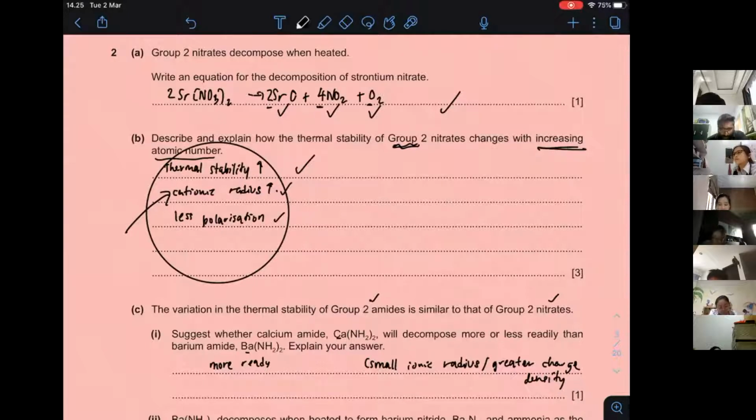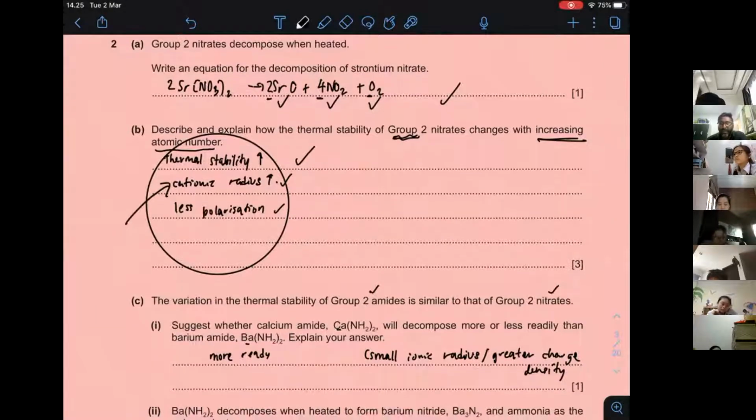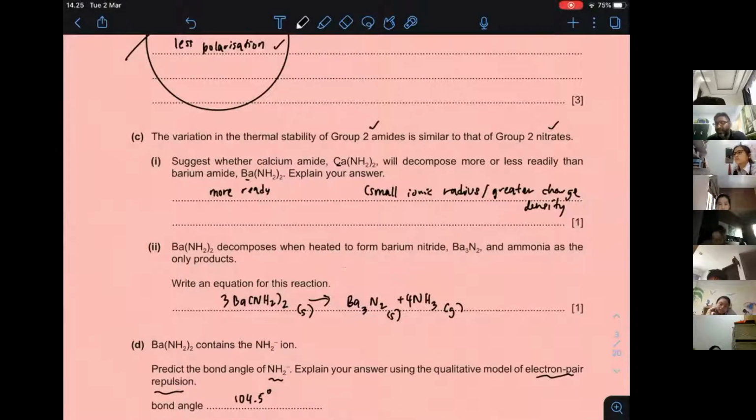Now, C. The variation in the thermal stability of group 2 amides are the same as the group 2 nitrates. This is important because they are testing something that is not in the syllabus, because we don't actually look into the thermal stability of amides. But they already say it's going to be similar, so we just need to evaluate only.